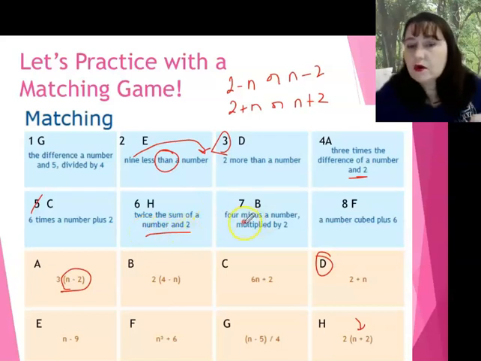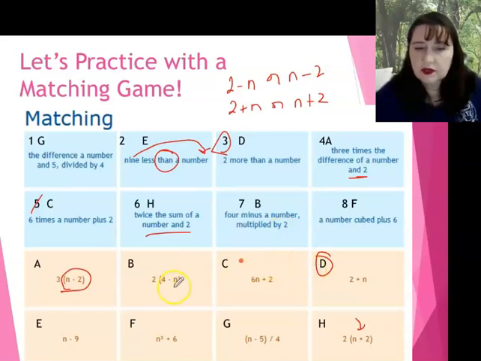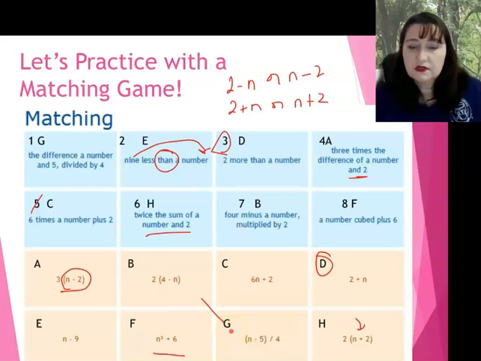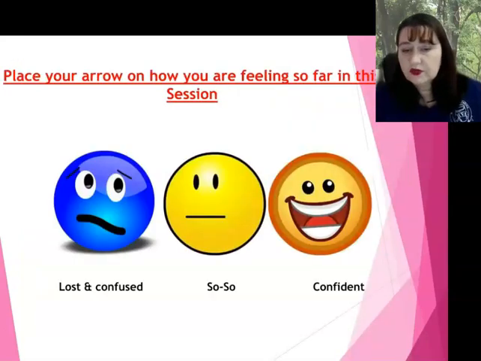And then 4 minus a number multiplied by 2. Hopefully you got that one, because I think it was the only one with 4 in it, or at least there are only 2 4s, so one was divided, one was subtracted. So hopefully you got that one. And then a number cubed plus 6. So that was literally just F. So hopefully you got those, and practice more if you need to.